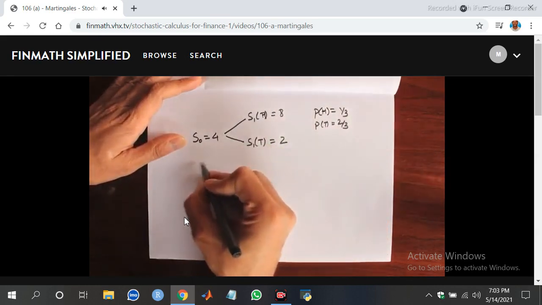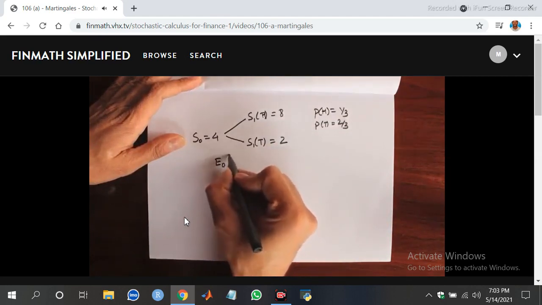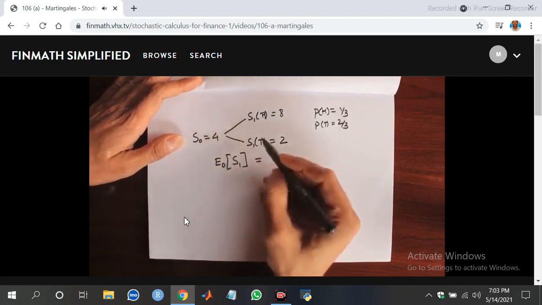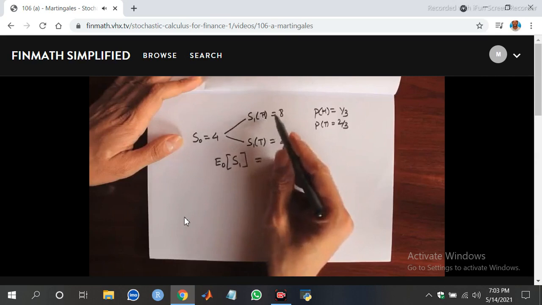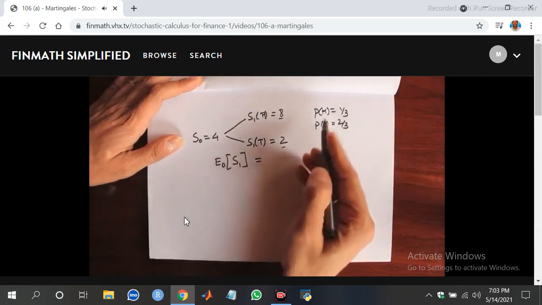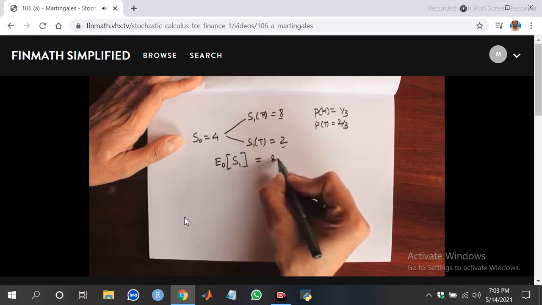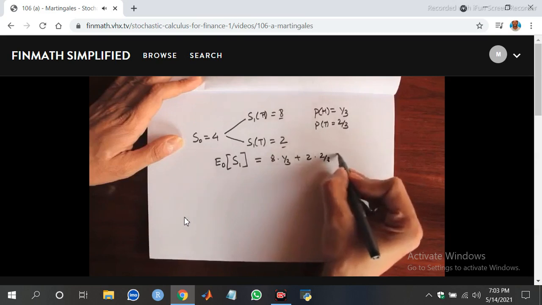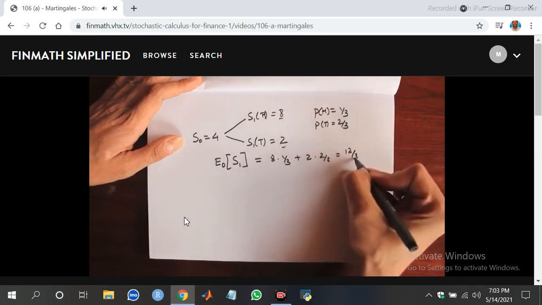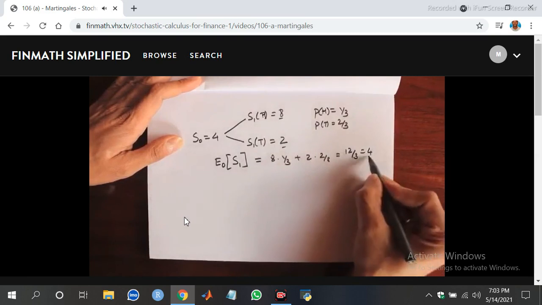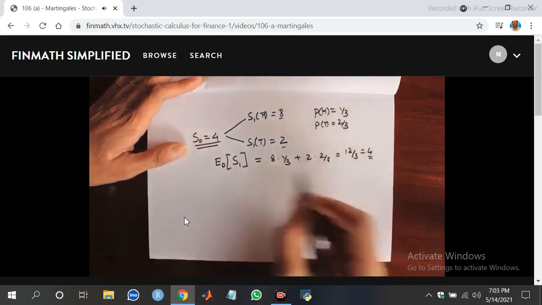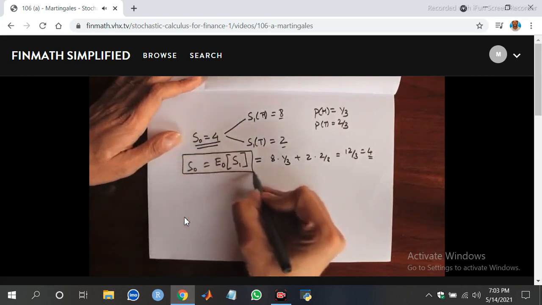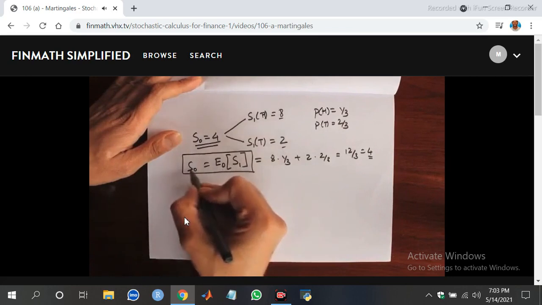Let's calculate the expected value at time 0 of random variable S1, okay? And what would that be? At time 1, random variable can be either 8 or 2, right? With probability 1 by 3 and 2 by 3. So expectation is 8 times 1 by 3 plus 2 times 2 by 3 equals 12 by 3 equals 4, right? And 4 is the same as where we started. So this can be written as S0. So from here we can see the expected value of random variable S1 at time 0 is equal to S0.